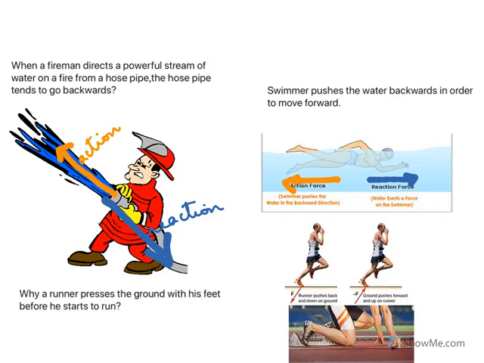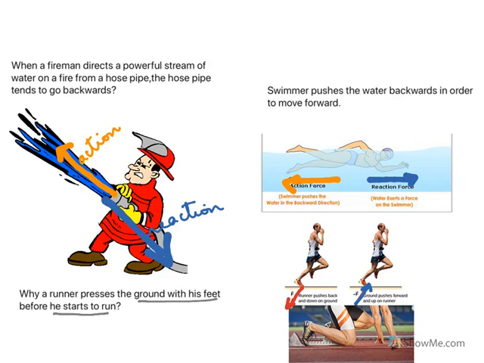Next we'll see why a runner presses the ground with his feet before he starts to run. In this picture, you see the runner pressing the ground in this direction, which is action. To that he gets an equal and opposite reaction that pushes him forward.